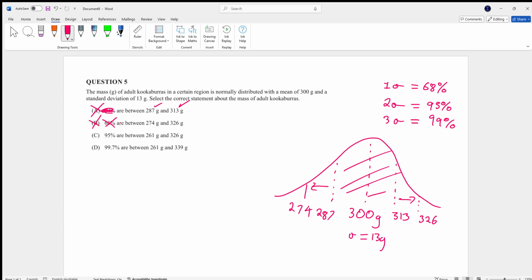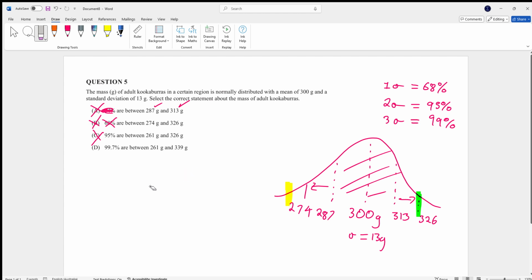Now the next one, they're basically saying between 261 and 326. Again, that's another standard deviation on each side. Now, that's not even a full standard deviation. That's between here and then the other one when they're saying 261, that's about there. They're saying that's 95% of the data. That's not, because one side is 3 standard deviations and the other side is 2 standard deviations. So that's also incorrect. Which means by a process of elimination, it's most likely going to be D.